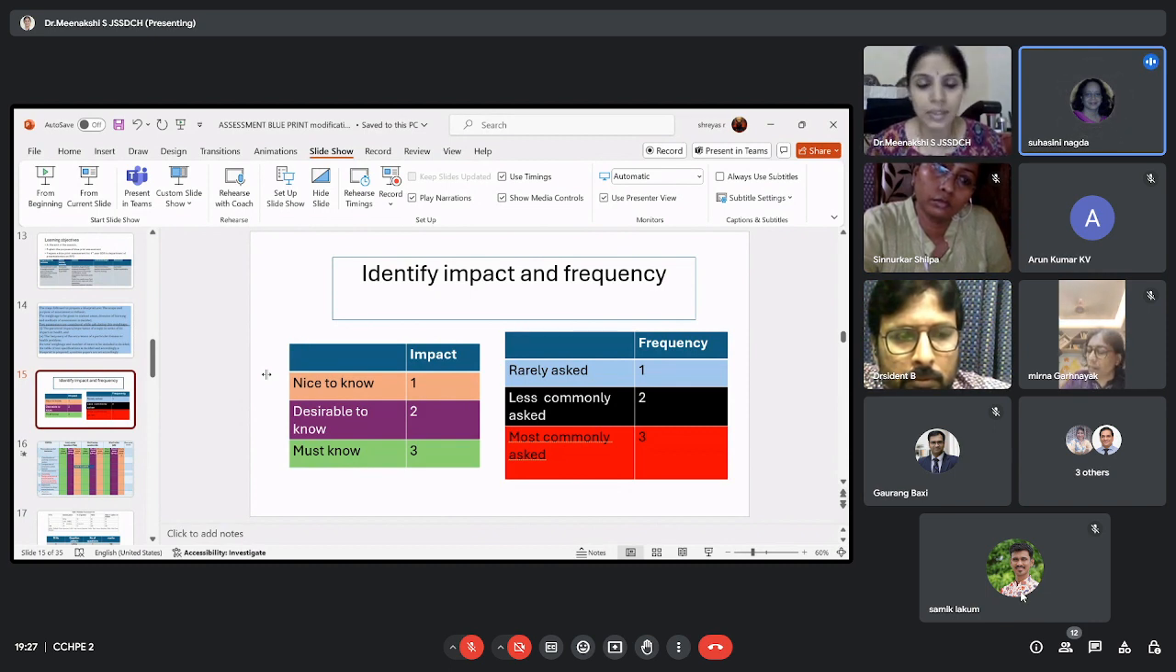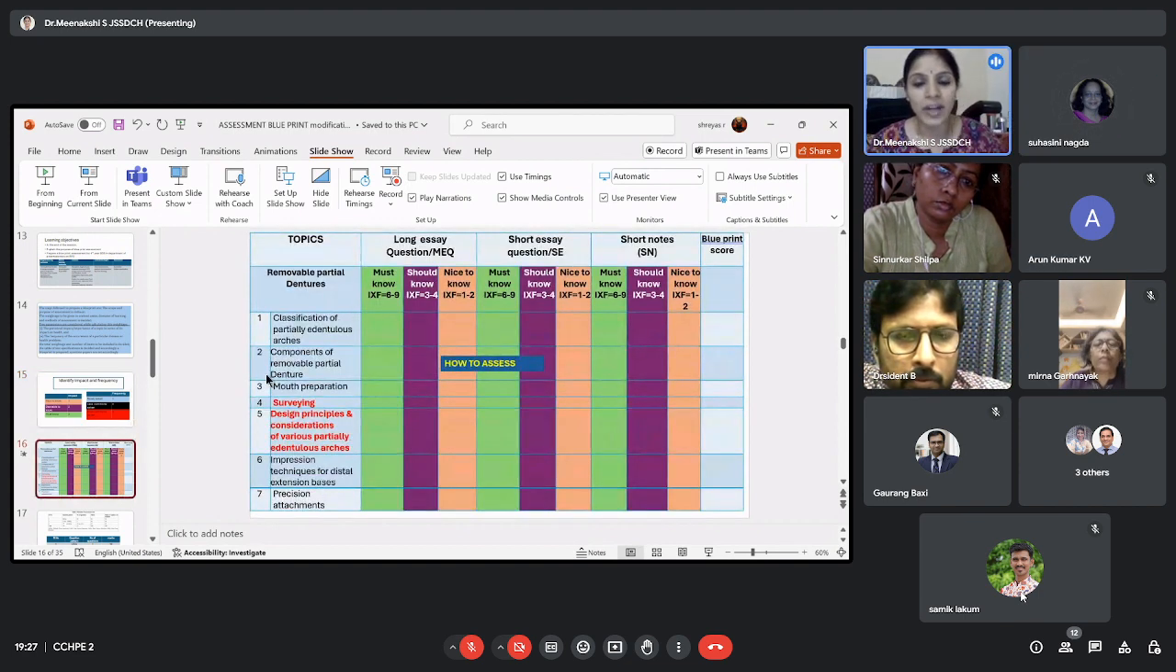I don't want you to use the words nice to know so early. You have to use the impact. Impact, okay. And you have to use the frequency. That's the weightage. Yes, ma'am. So based on the topics of removable partial denture, we have come to a consensus, me, Siddharth, and Shilpa, and we've shortlisted these 7 topics which the final year student should know.